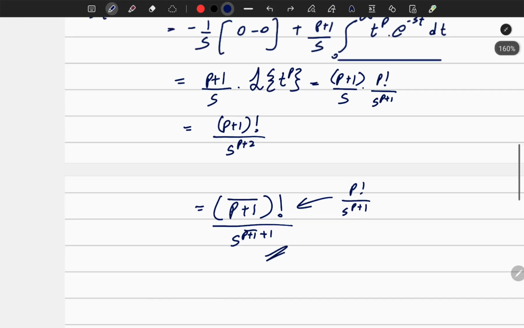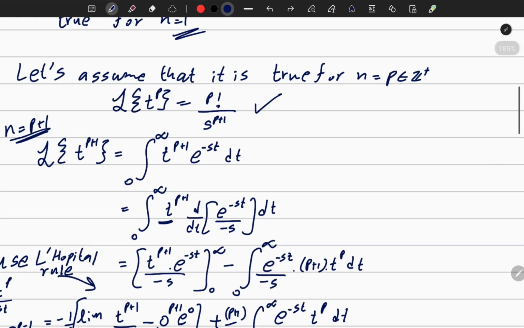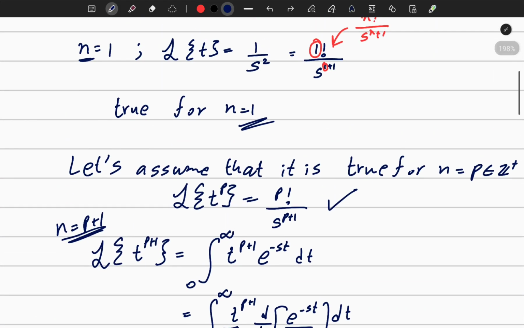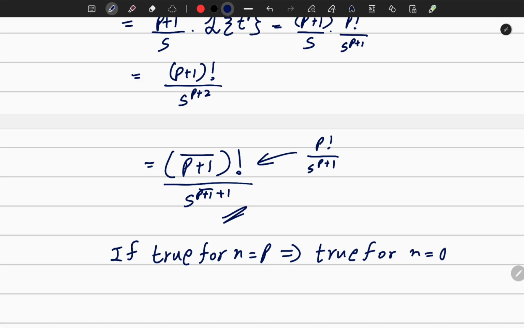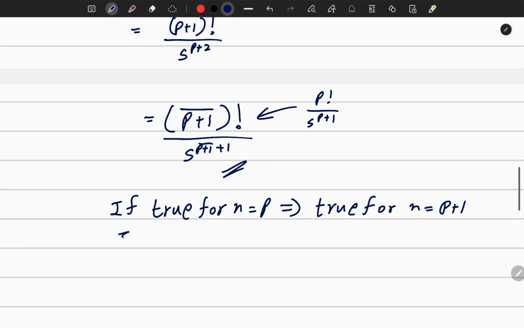So I can say if it is true for n equals p, it is basically true for n equals p plus 1, right? So I can basically say this: if true for n equals p, that implies true for n equals p plus 1, right?